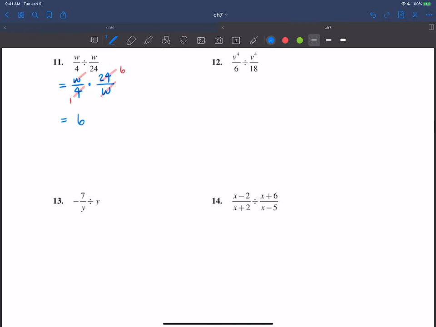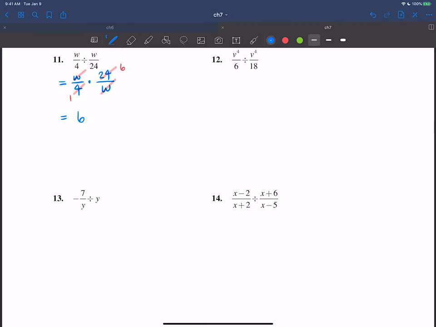Number 13, negative 7 over y divided by y, same thing. Keep the first rational expression, change the operation from division to multiplication, flip the second rational expression upside down. The second rational expression is simply a y. You could add a denominator if you want, y over 1, if that makes it easy for you to see what's going to happen when you flip it. So let's flip it, it's going to be 1 over y.